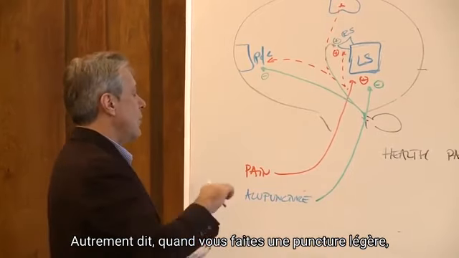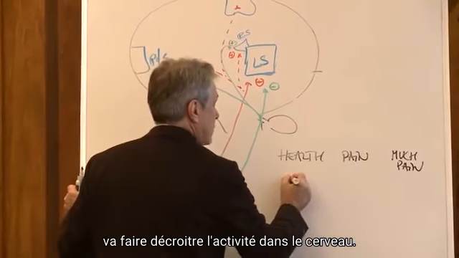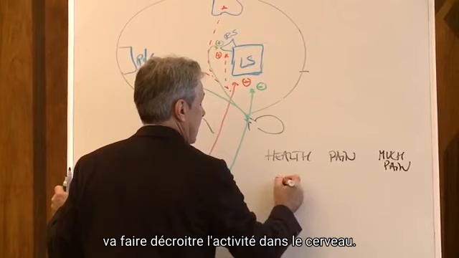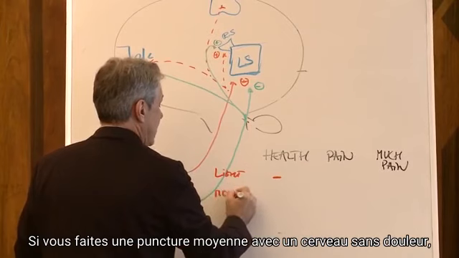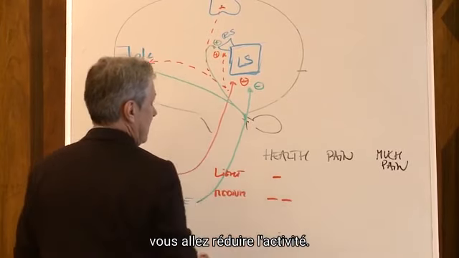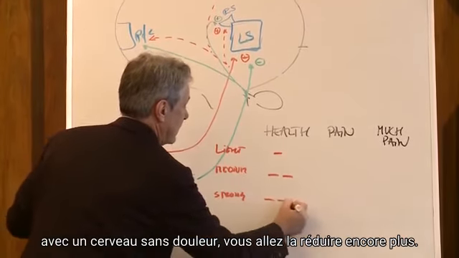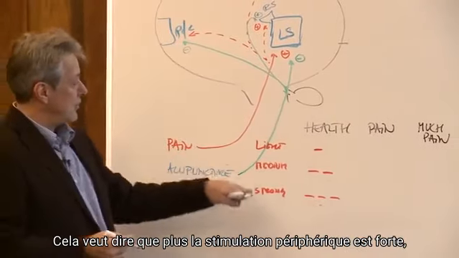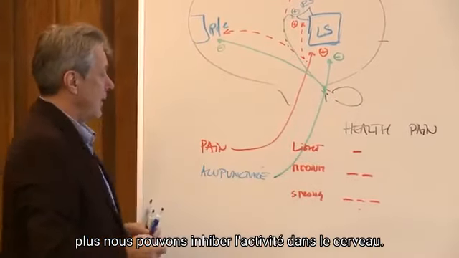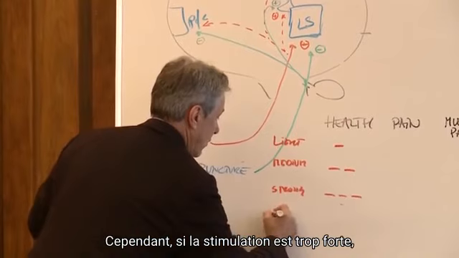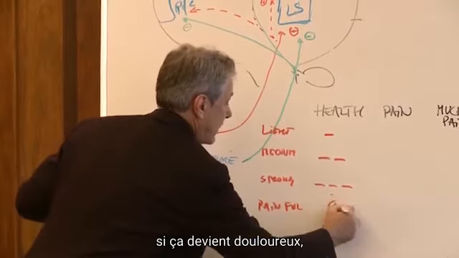So when you do light needling in a healthy brain, light needling is going to decrease the activity in the brain. So this is light needling. If you do medium needling of a healthy brain, you're going to decrease the activity. And if you're doing strong stimulation in a healthy brain, you're also going to decrease it further. This basically shows that the stronger the peripheral stimulus, the more we can inhibit the activity in the brain. However, if we use too strong, or a very painful acupuncture technique, so if it becomes painful, then we have the opposite effect.